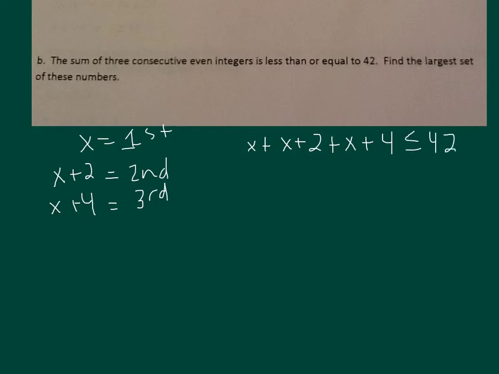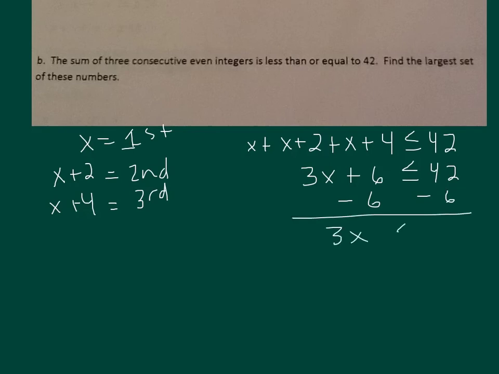Find the largest set of these numbers. Alright, so let's take a look. So we put them together. We have 3 x's plus, we got 2 and 4 is 6. That's going to be less than or equal to 42. Subtract our 6 from both sides, and you got 3x is less than or equal to 36. Divide by 3, and x is going to be less than or equal to 12.